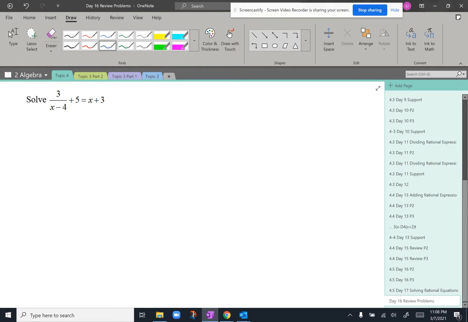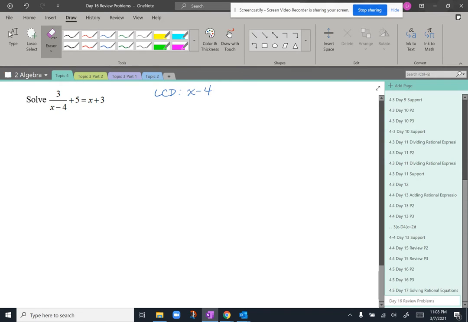First thing we want to do when we're solving a rational equation is find that least common denominator, that LCD. Here in the first term, I've got a denominator of x minus 4. The second term doesn't have a denominator, nor does the third, so they're effectively a denominator of 1. Either way, in this case, that least common denominator is just going to be the x minus 4 that we found in the first term.